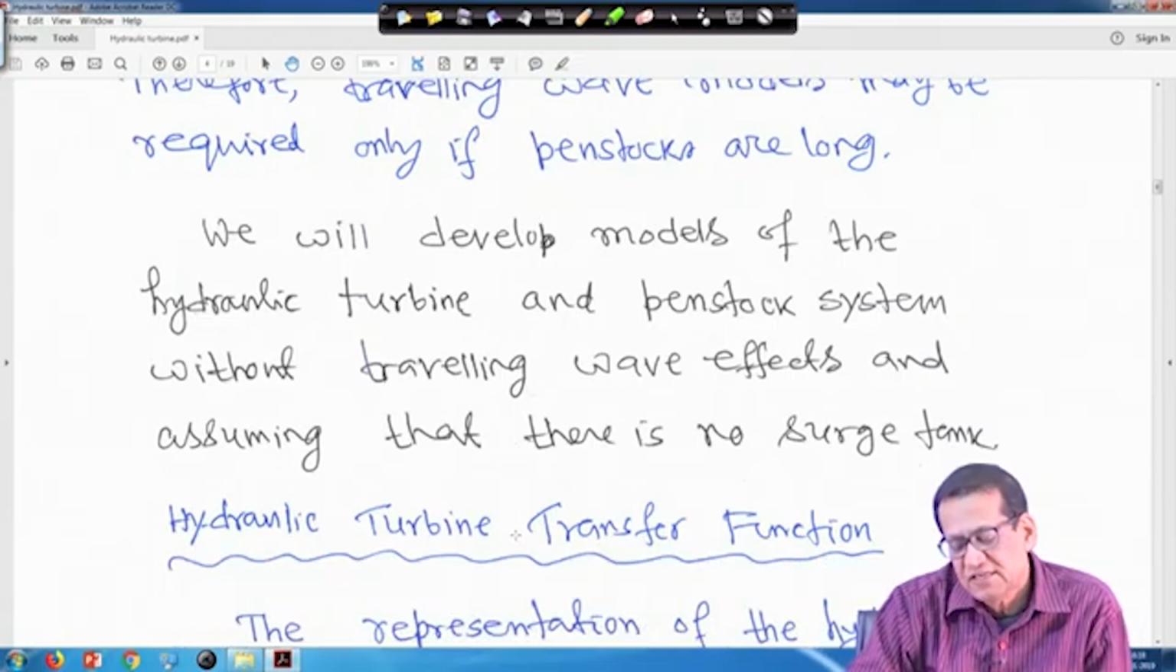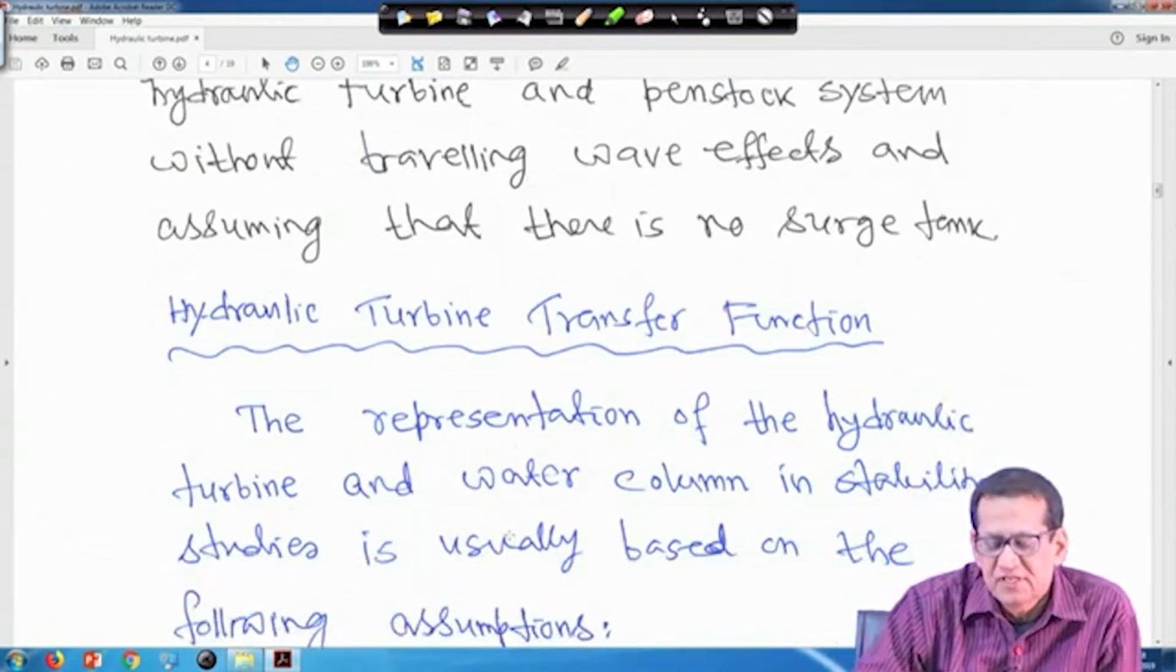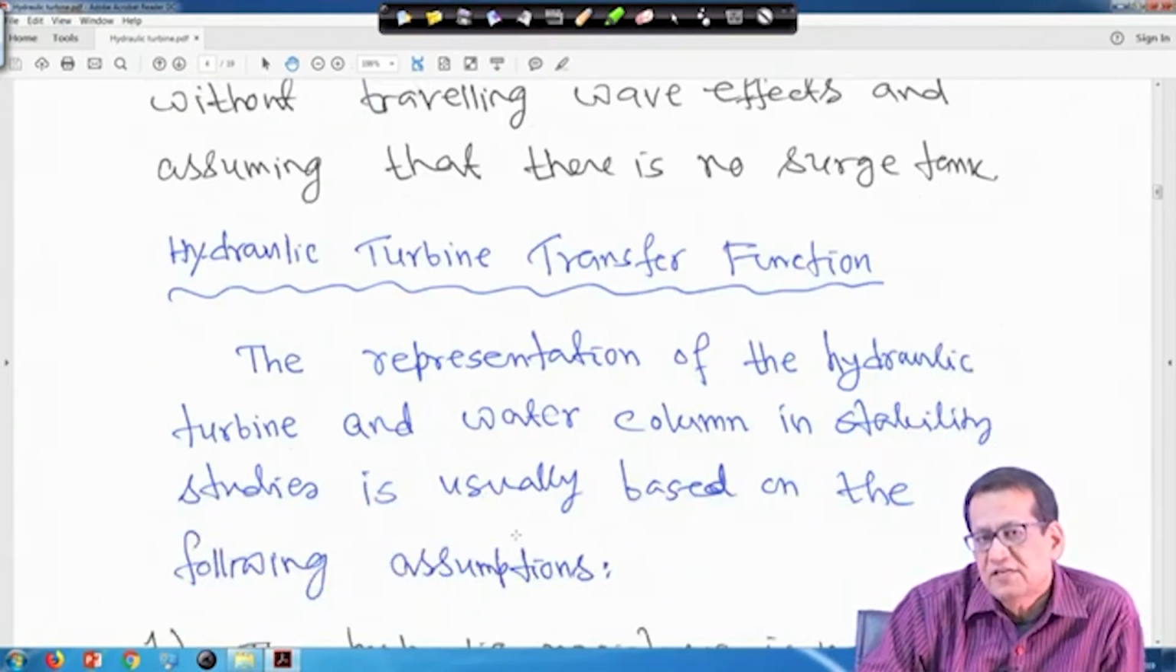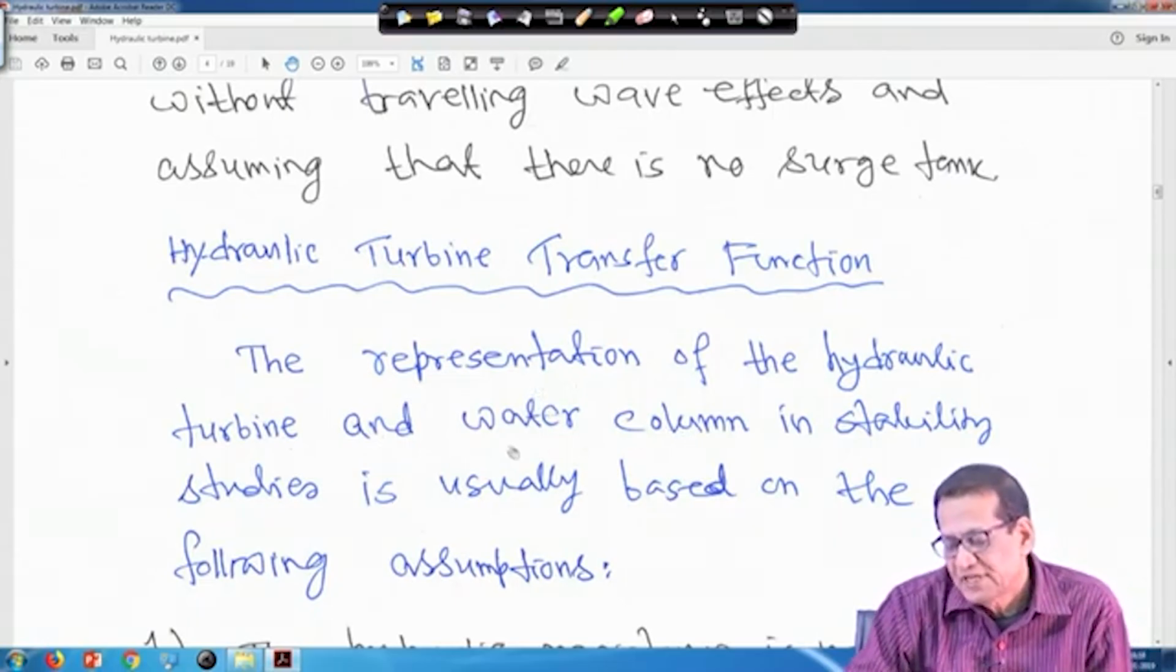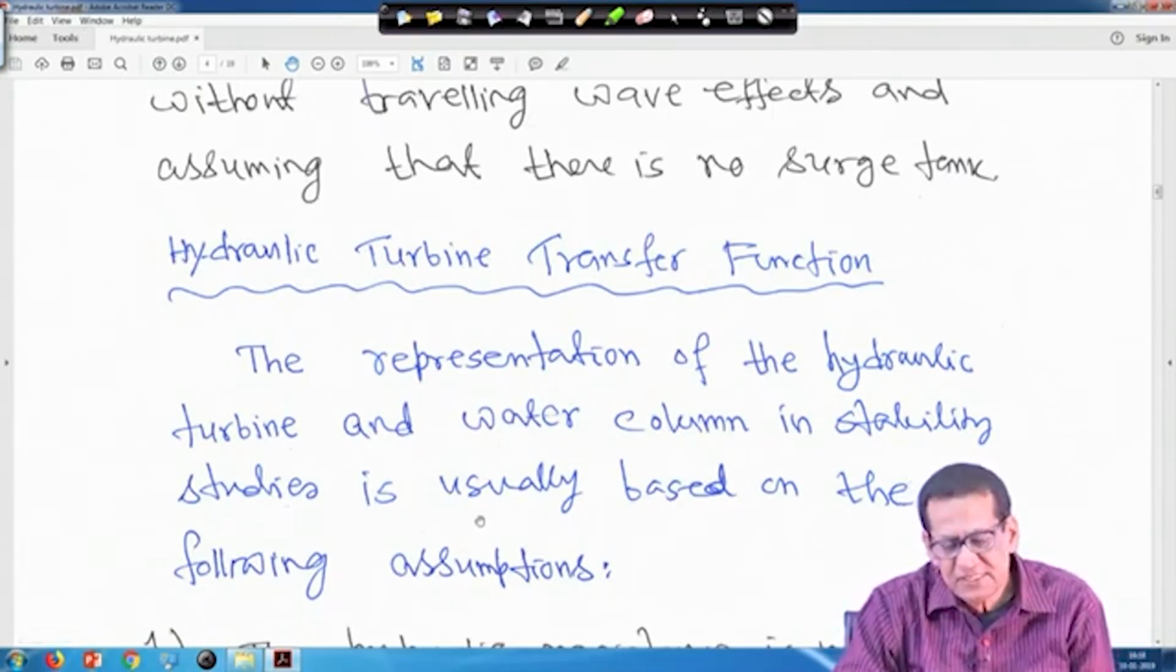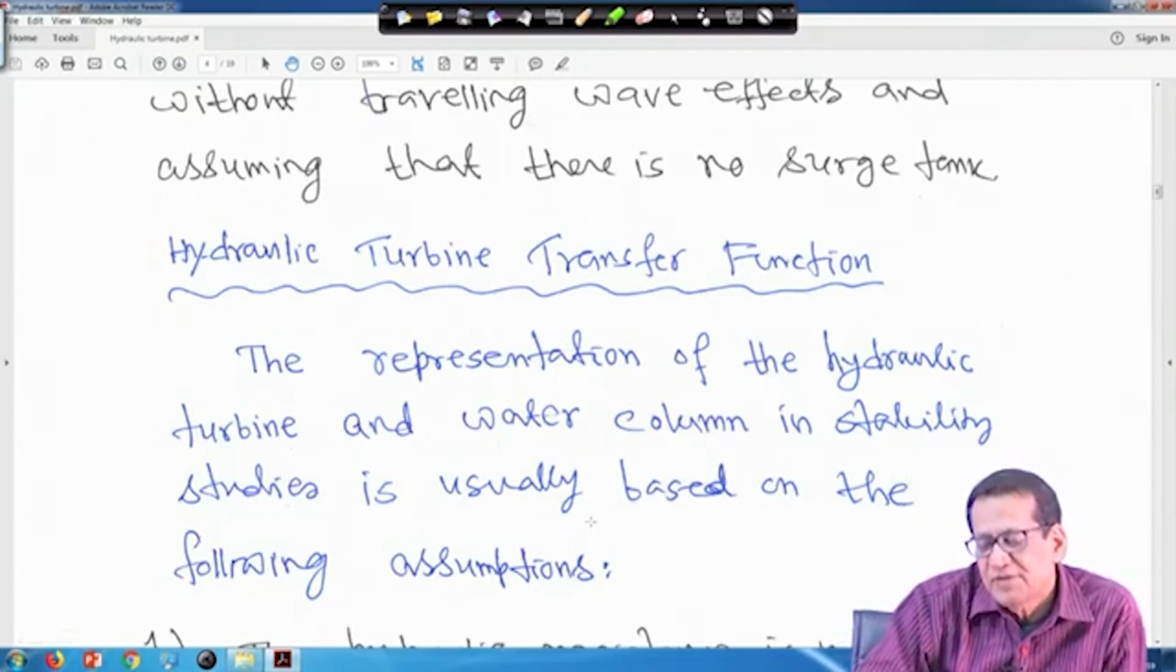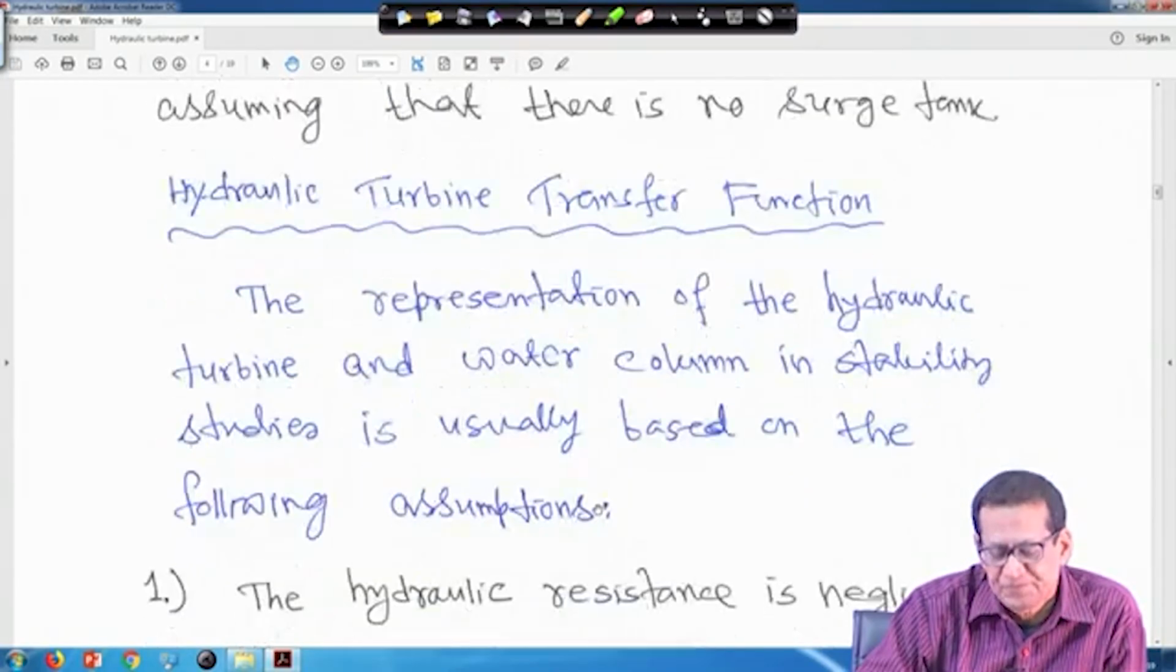Hydraulic turbine transfer function. For the steam turbine we have seen the transfer function, but for the hydraulic turbine transfer function it is something different. The representation of the hydraulic turbine and water column in stability studies is usually based on the following assumptions. Based on those only we will try to derive the hydro turbine model.